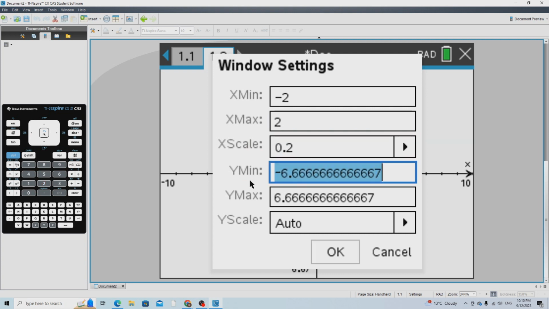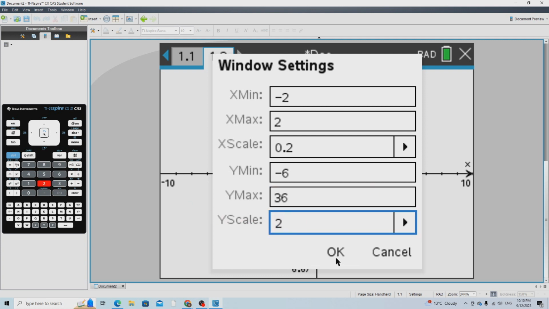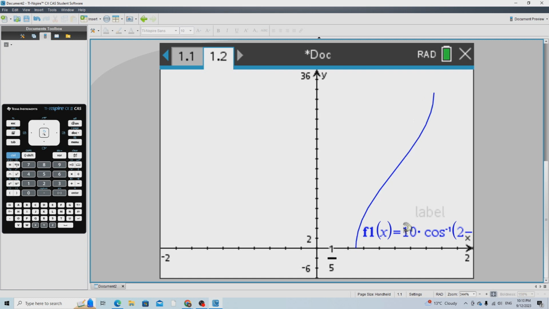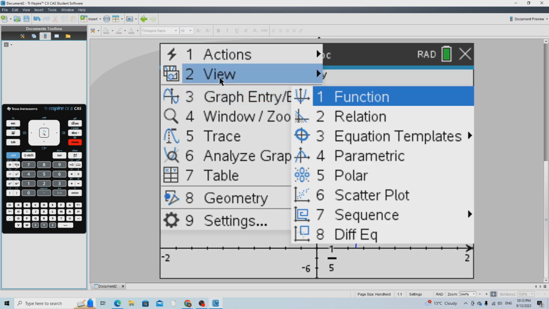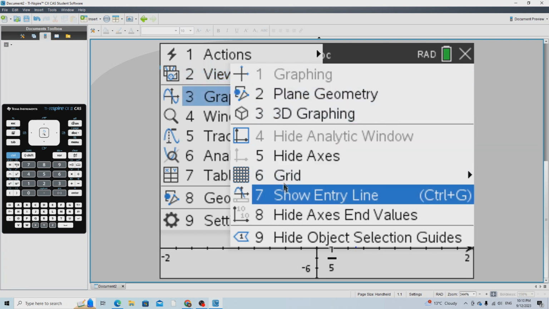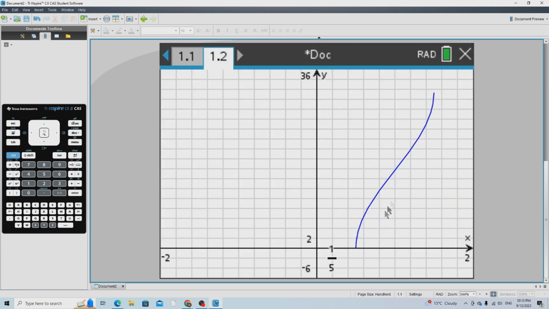And what about your y minimum? Well, 2, 4, 6, it goes by -6, we can say. Your y max goes to 36, and your y scale goes by 2. And here's a perfect drawing. To make it look very similar to the paper, I'm going to go to View, go to Grid, and go to Line Grid. Perfect. Every square should be similar to the paper, and I can just copy whatever is on my calculator to the paper. Let's do that.